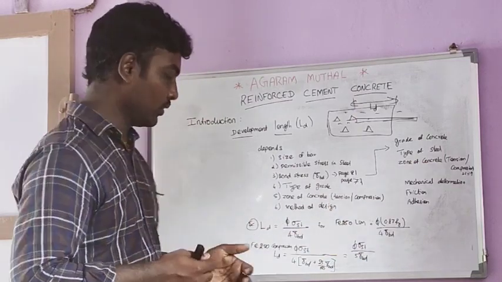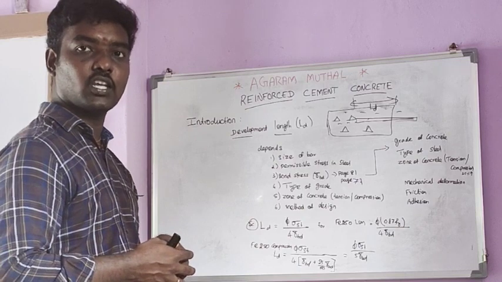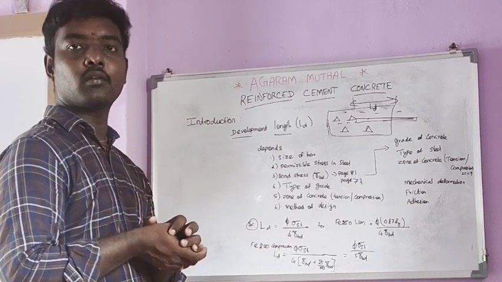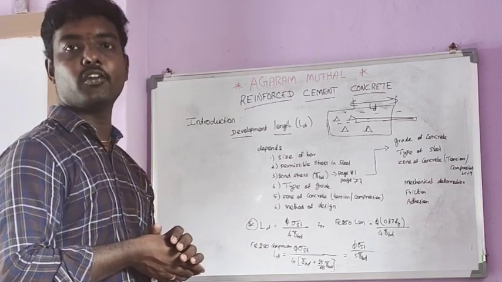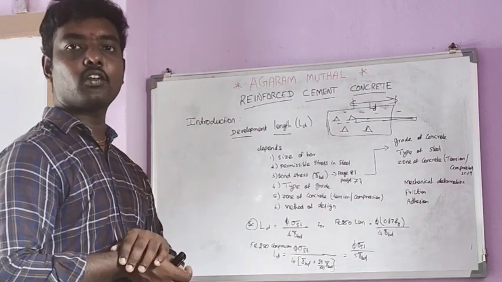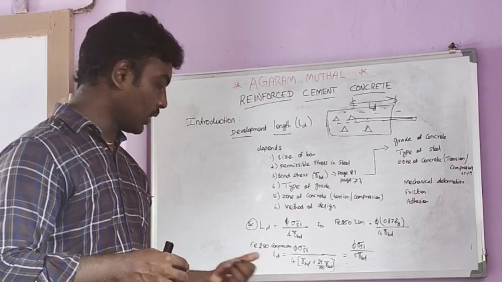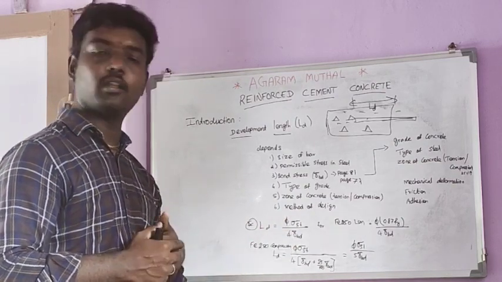So we can substitute that value here, and the formula becomes 5 into 0.87 times fy by 4 into tau bd. For example, if you are using Fe 250 grade steel in the compression zone, most probably this kind of problem might be asked in your competitive exam questions. If they provide Fe 250 steel in a compression zone, our expression becomes Ld = 5 into sigma st by 4 tau bd.